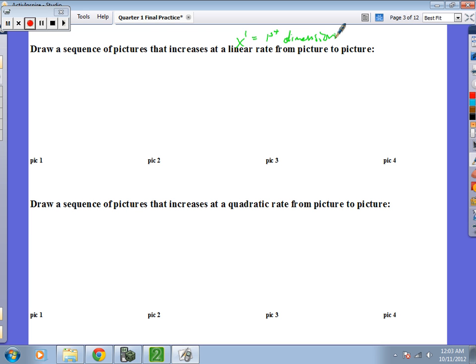So, picture 1, I'm going to have 1 cube. Picture 2, so it looks like that. Picture 3 looks like this. Picture 4 looks like this. Just make it easy.